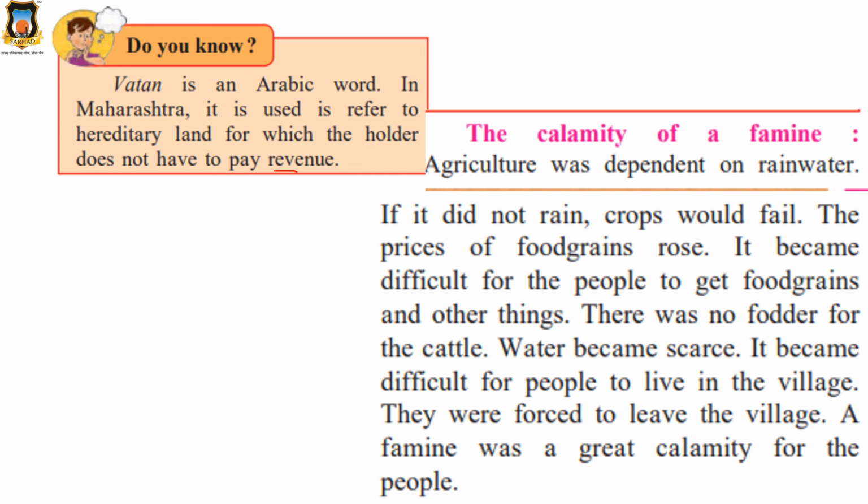Okay, the calamity of a famine. Now we are going to see what is the calamity of a famine, drought. Why? Because agriculture was the main occupation. Agriculture was dependent on rainwater. If it did not rain, crops would fail. The prices of food grains rose. It became difficult for the people to get food grains and other things. There was no fodder for the cattle. Water became scarce. It became difficult for people to live in the village. They were forced to leave the village. A famine was a great calamity for the people.